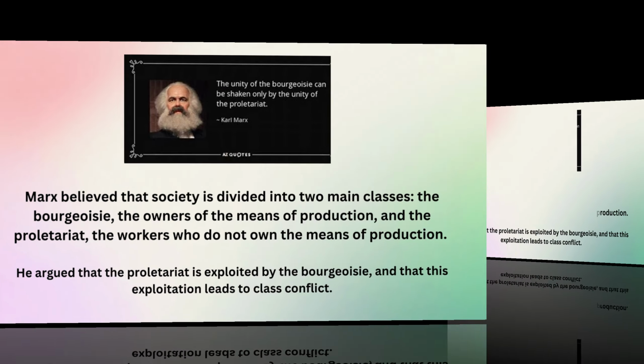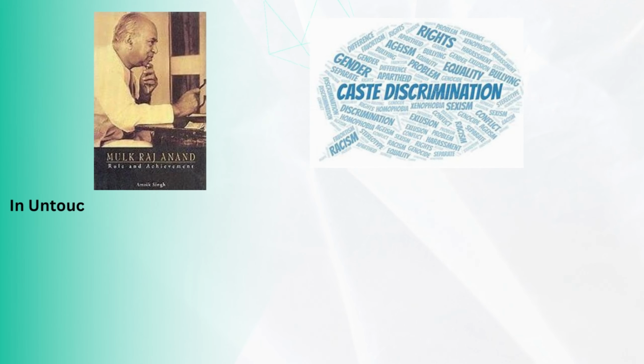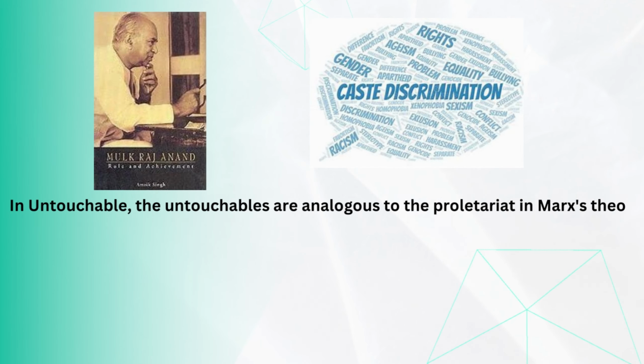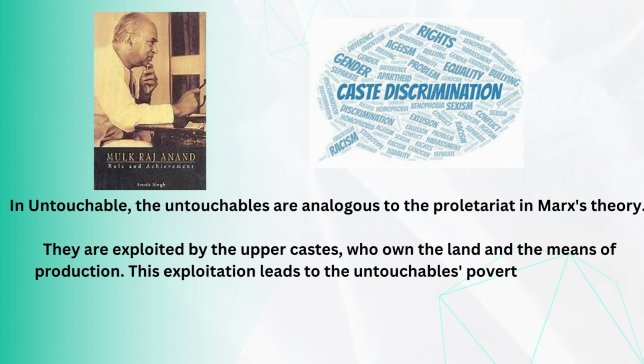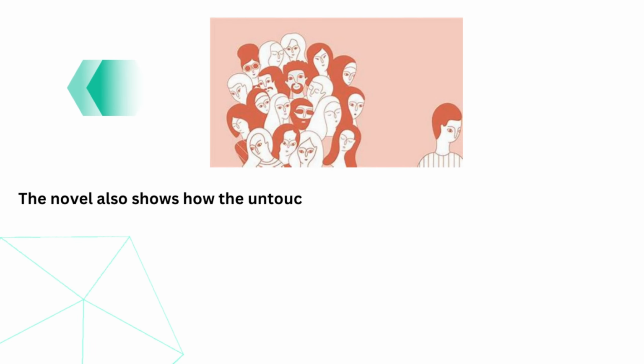In Untouchable, the untouchables are analogous to the proletariat in Marx's theory. They are exploited by the upper castes, who own the land and the means of production. This exploitation leads to the untouchables' poverty and squalor. The novel also shows how the untouchables are denied access to education and other opportunities.